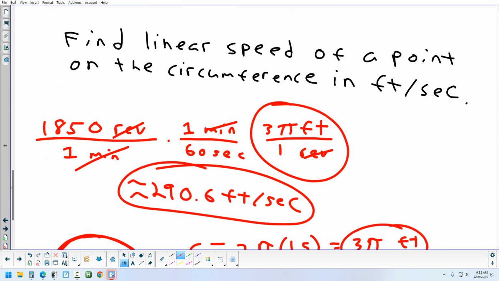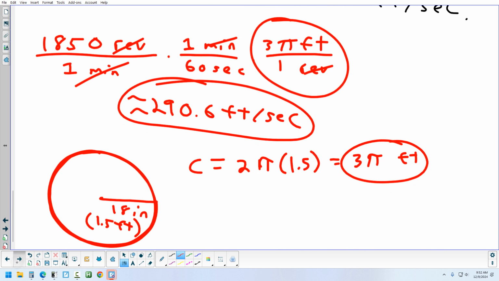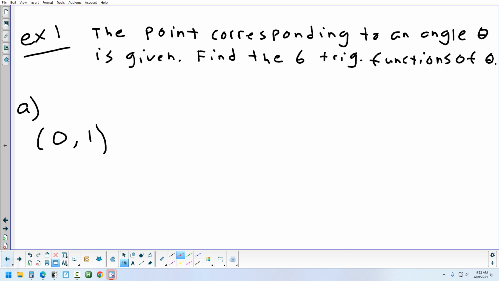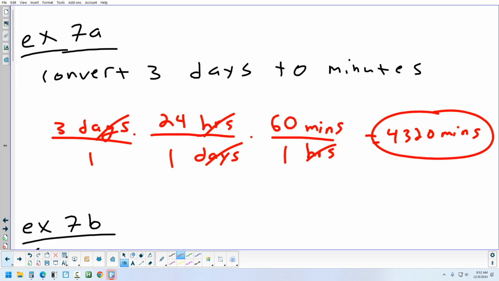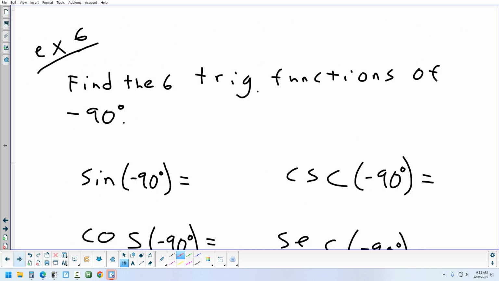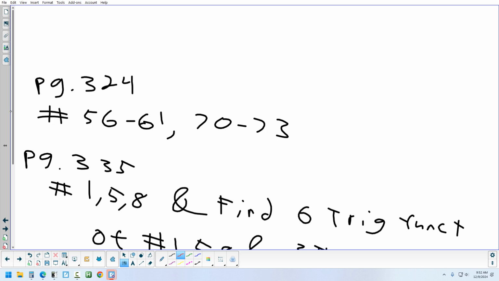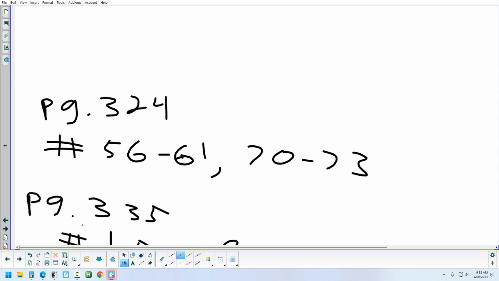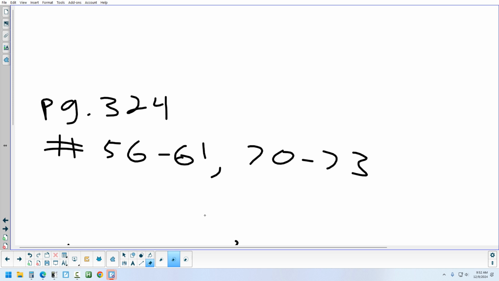All right, so that's the 2 things for today, arc length and angular velocity. Tomorrow and Wednesday, we will do 6-2. Get the homework. Okay, so homework is just the first part, page 324, 56 to 61 and 70 through 73. In the video from last year, it is combined with another section, but we didn't do it today. I just wanted to do this one.